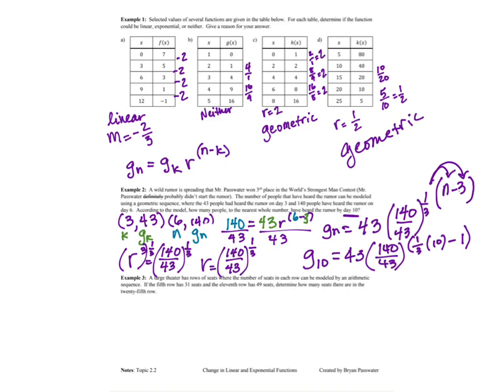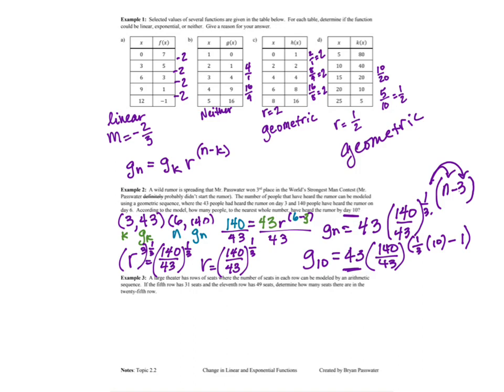Well, it was 1/3 times n minus 3, or 1/3 to the n minus 3 power. When I raise a power to a power, I multiply them. So I distributed 1/3 times n, which is 1/3 of 10, because n is 10 this time, and 1/3 times negative 3. 1/3 of negative 3 is negative 1. So on my calculator, I should type 43, open parentheses, 140 over 43.